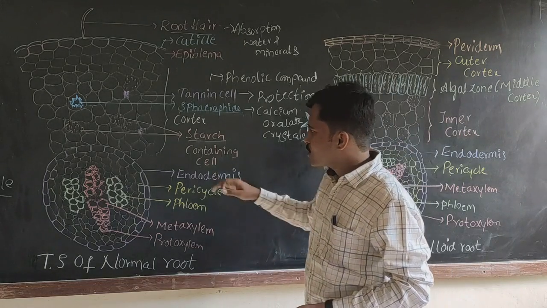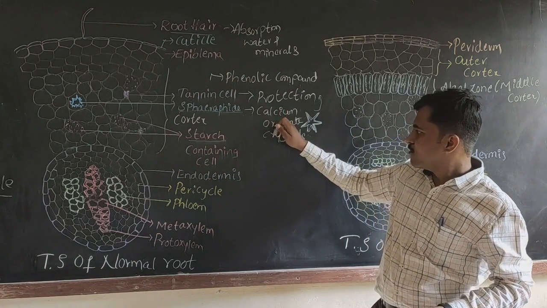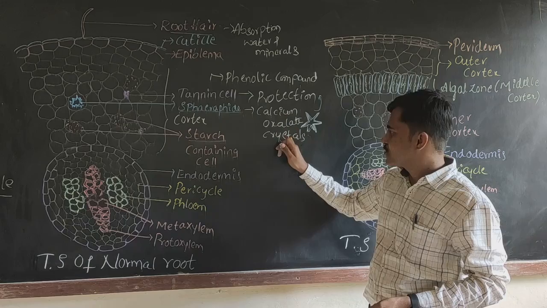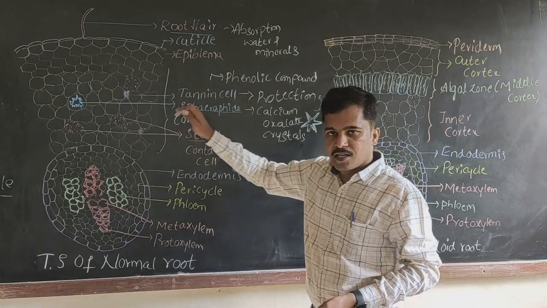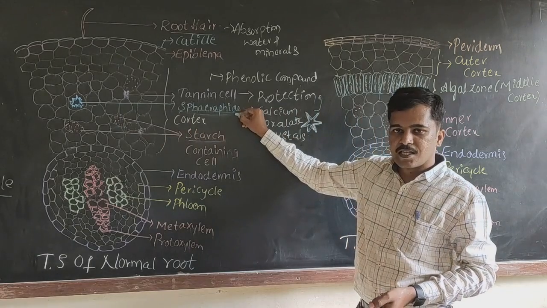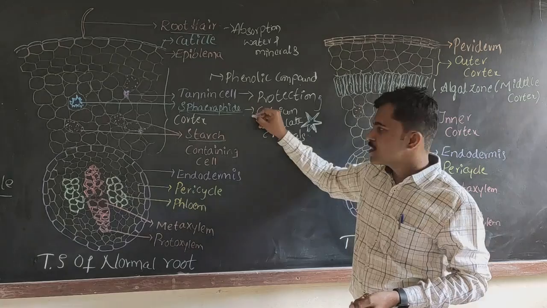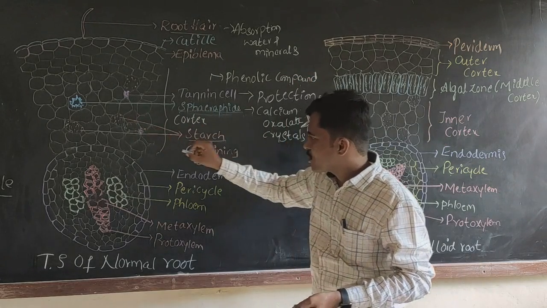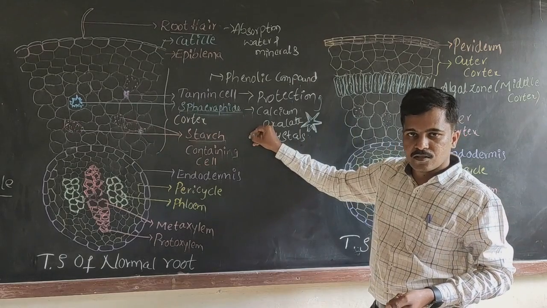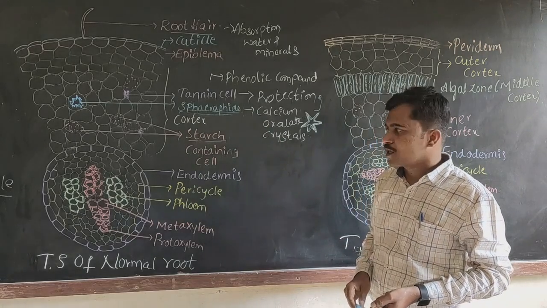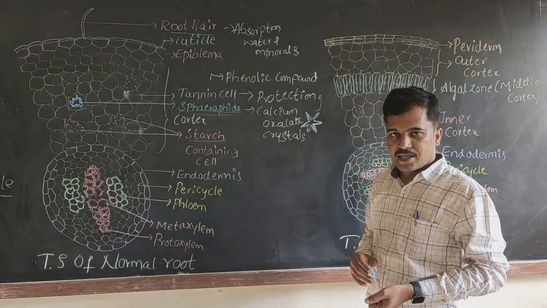And some more cells show deposition of calcium oxalate crystals. Star shaped calcium oxalate crystals are present in the cortex of root. They are known as spherophytes, and their main function is protection. And some more cells show deposition of starch granules. These starch granules act as the reserve food material. So this is about the cortical region.